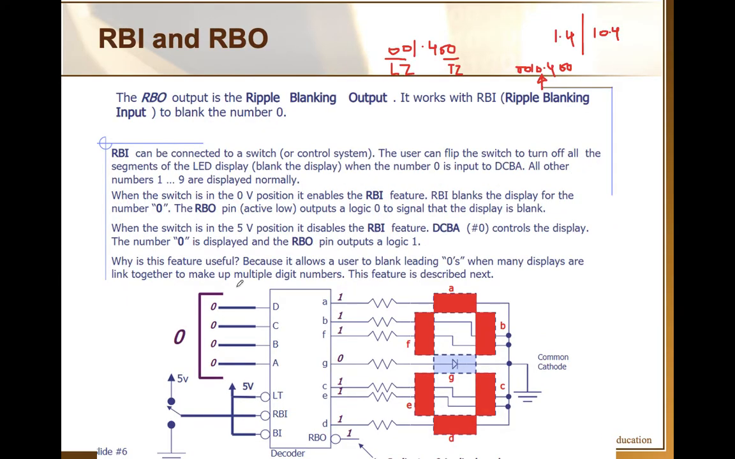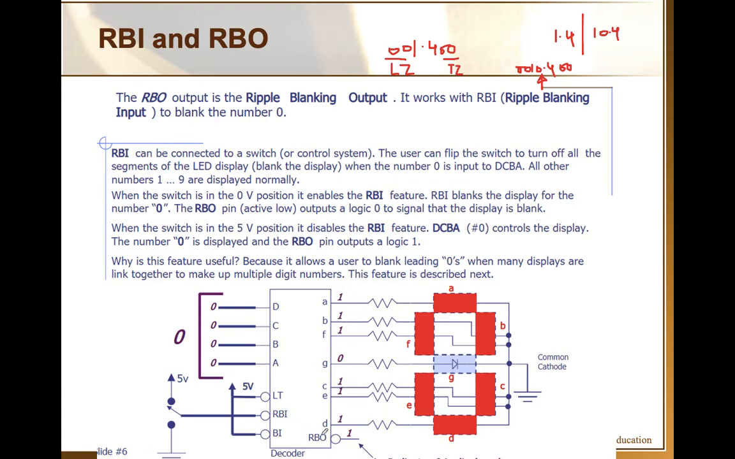Now going back, I will repeat it all, don't worry. It's a very simple concept, nothing complex about it. So RBI, LT lamp test, done. BI, blanking input. It just blanks out the input and displays nothing on the segments.